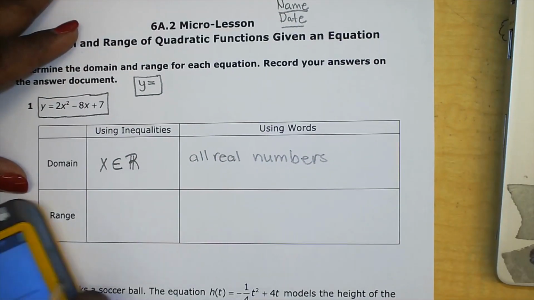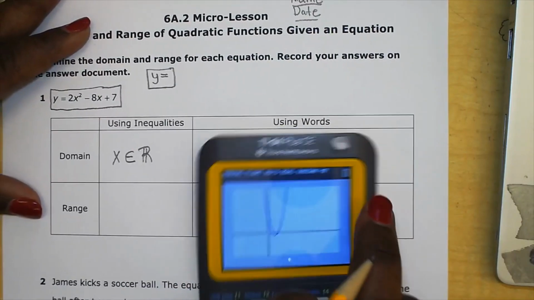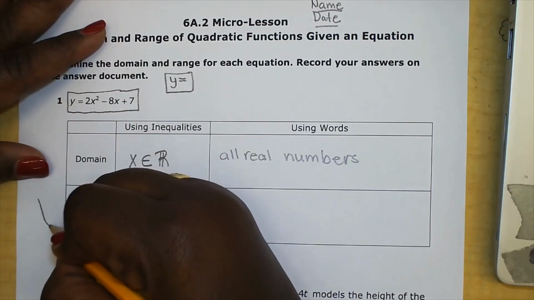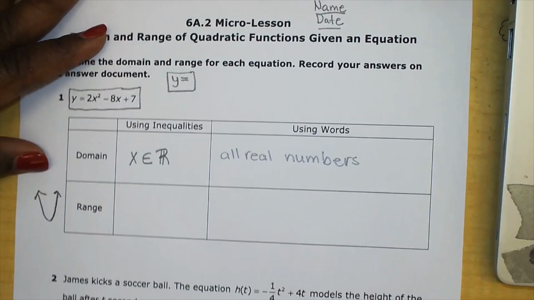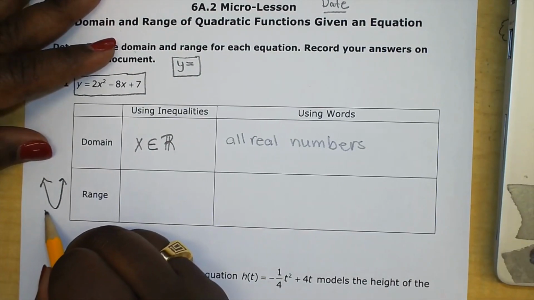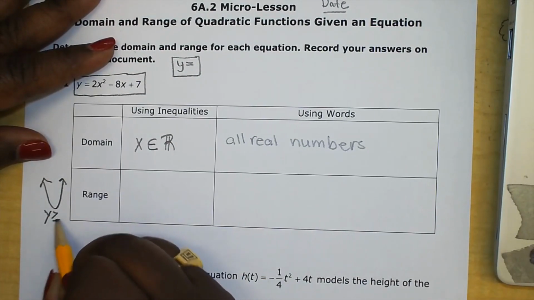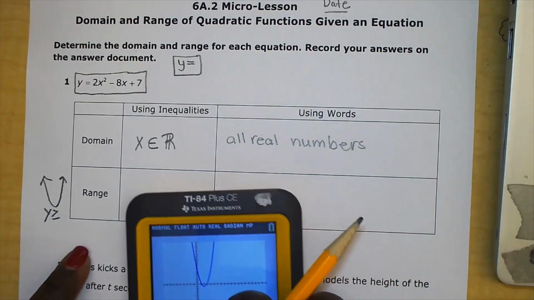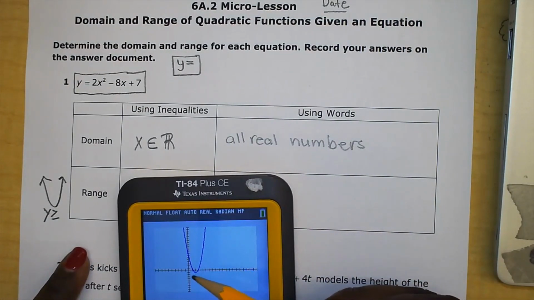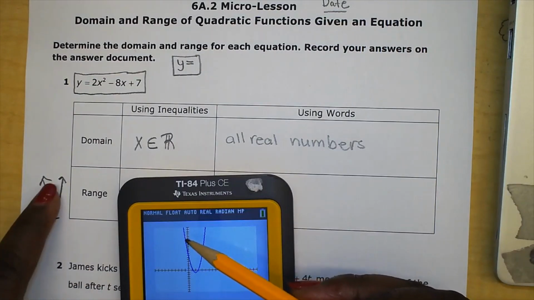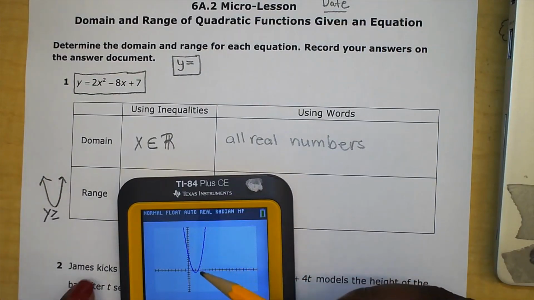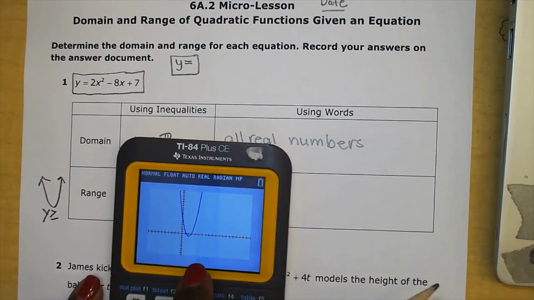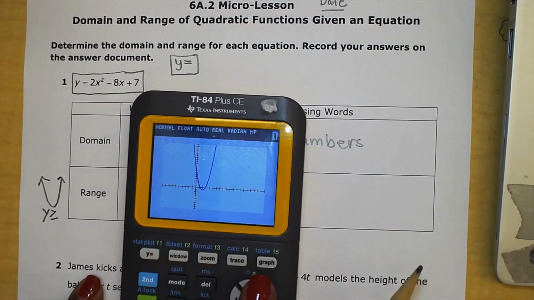For the range, notice that it's going upward. So whenever we have a graph that's like this, it's going to be y is greater than or equal to. Always know that. So there is only one boundary, and that is the bottom. This top boundary keeps going on and on forever. So we have to determine what this vertex point is.